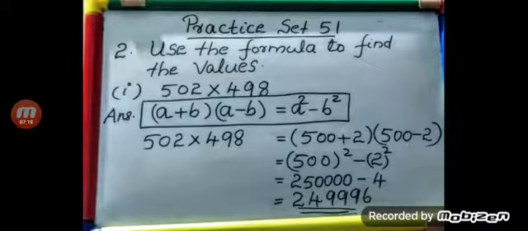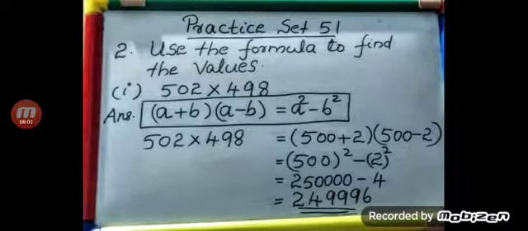For that, first you will have to change this multiplication as 502 into 498. 502 you can write as 500 plus 2, and 498 you can write as 500 minus 2. Now this is in the form a plus b into a minus b. In place of a, it is 500. In place of b, here it is 2. So here you can use the formula now, a square minus b square, that is 500 square minus 2 square.